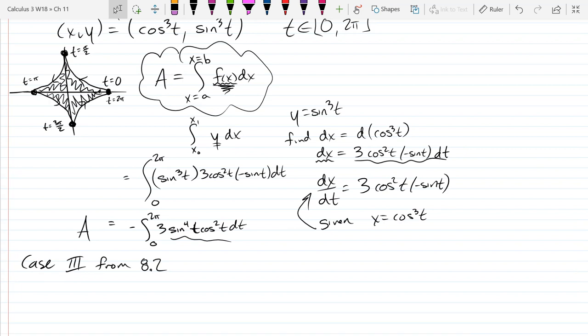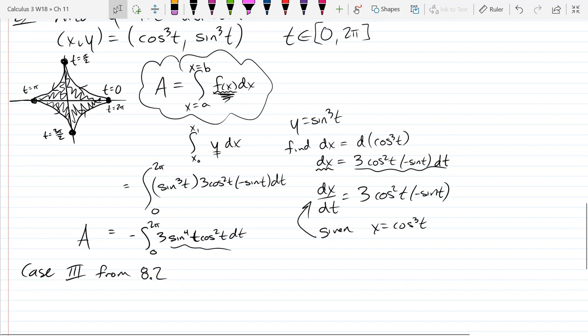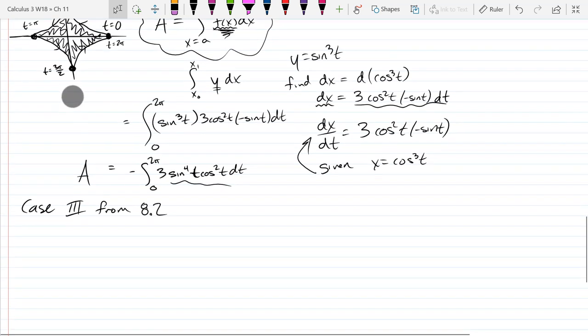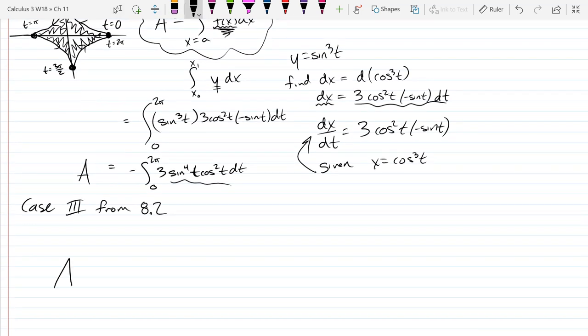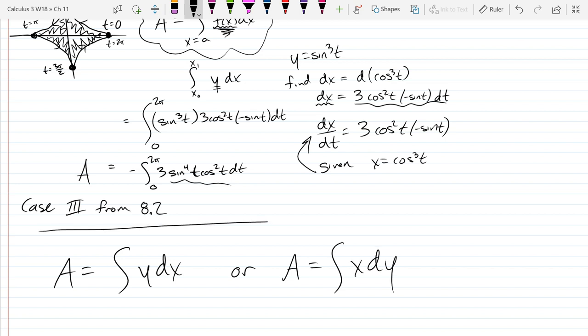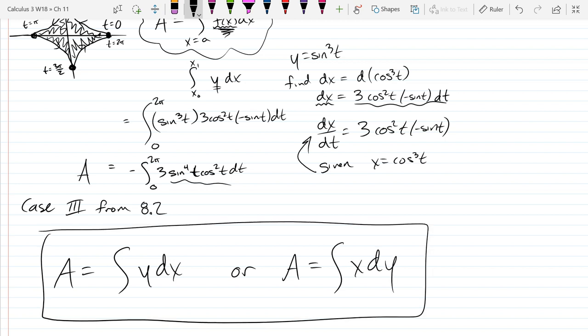All right, that's area right there. So here are our area formulas. You can either go y dx or x dy, which corresponds to integrating across the x-axis or across the y-axis.